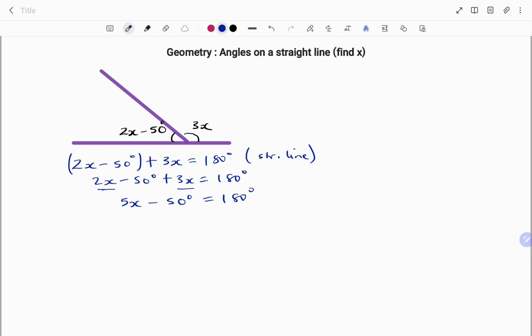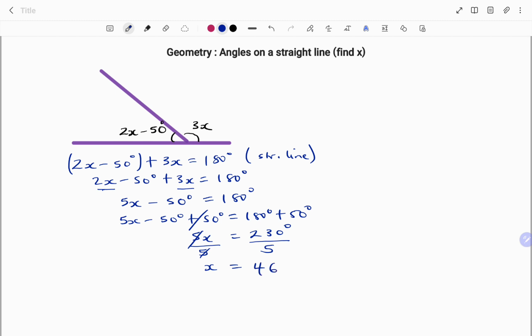To get rid of my 50 degrees, because it's minus 50, using the balance method, I'm going to be adding 50 degrees to both sides. 180 degrees plus 50. This cancels. I'm left with 5x equals 230 degrees. And to get rid of my 5, I divide both sides by 5. 5 here, 1. And I have x equals 46 degrees.